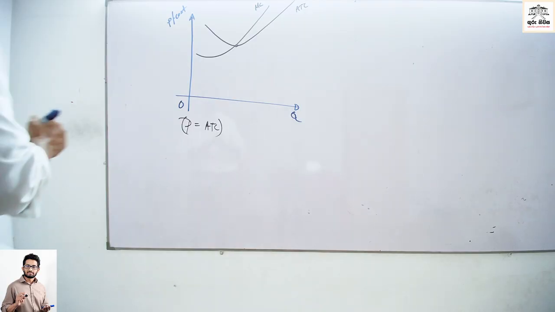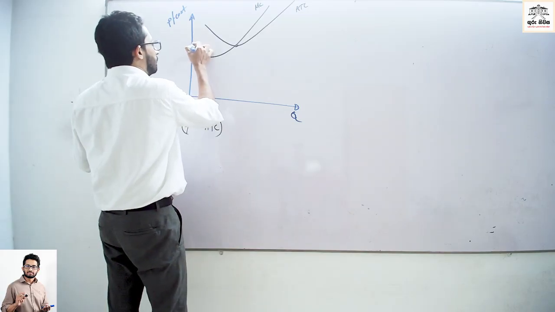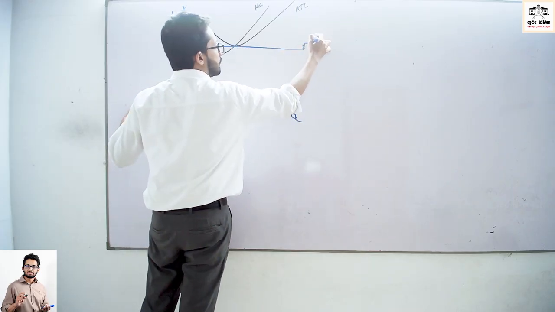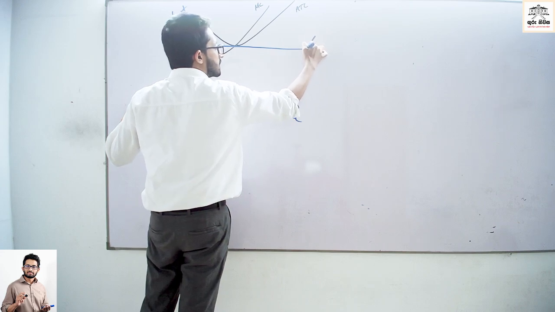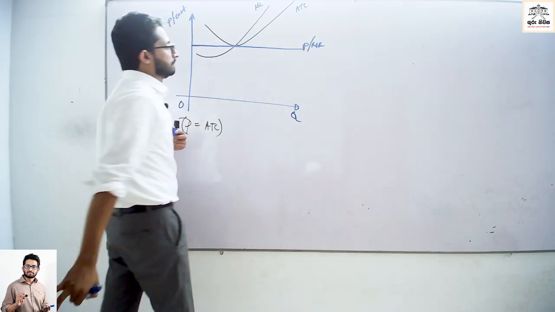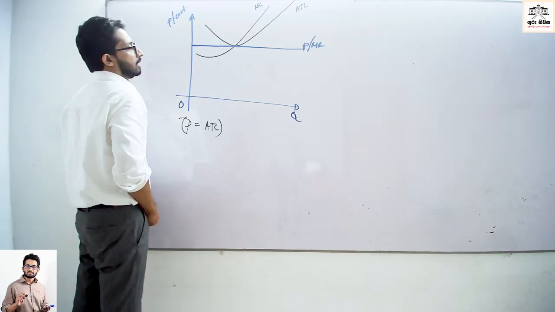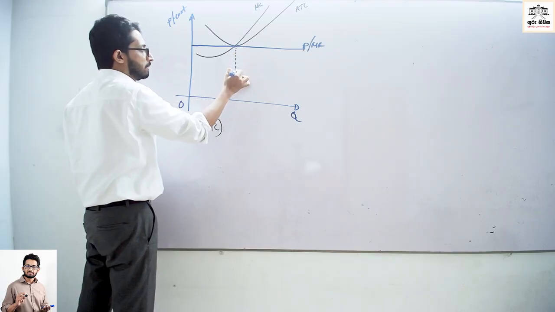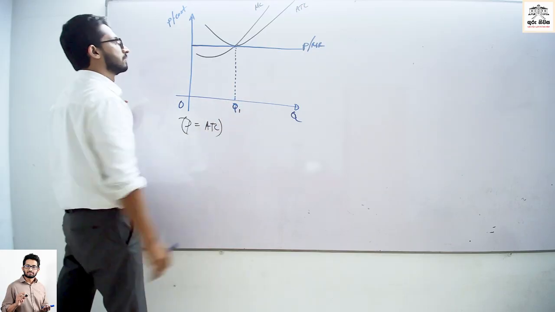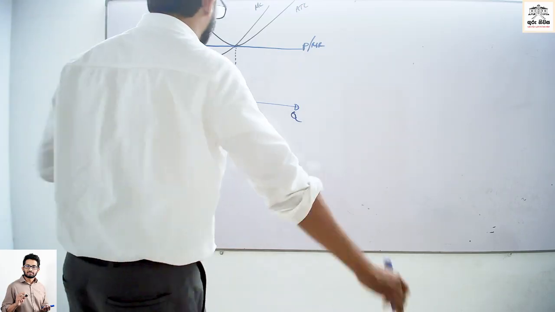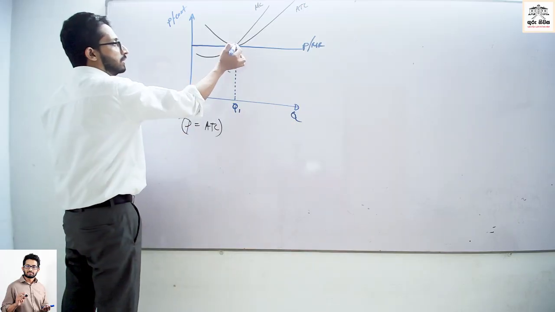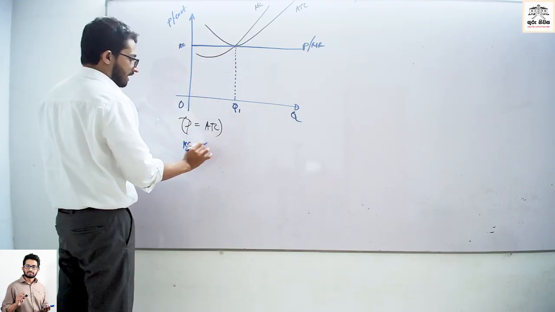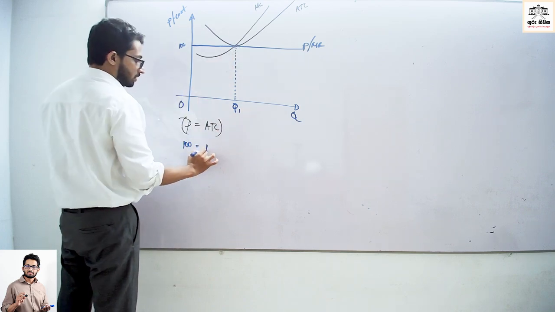It means the price curve, or the MR curve, goes to the minimum point of average total cost. This is the price, or marginal revenue. So where does MR equal MC? This is MR, this is MC, this is the profit maximizing output Q1. If you go vertically upward, this is the price of the product, assume 100 rupees. Here average total cost is also 100.